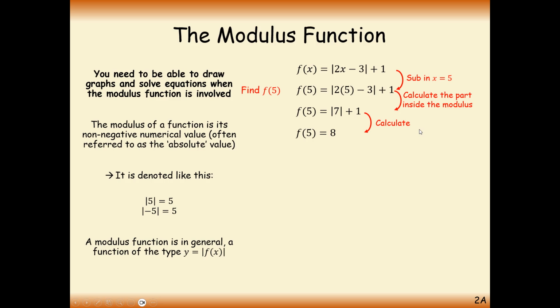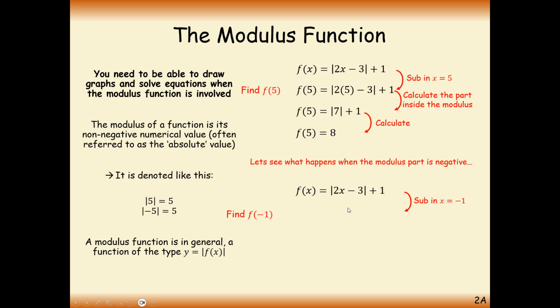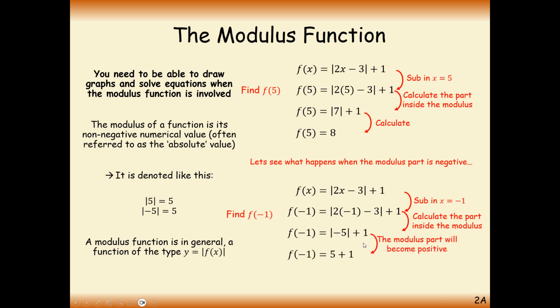Okay, so what happens is that if we have a negative value inside the modulus, we will turn it into a positive value. If you have a negative 1 in this function here, 2 times negative 1 is minus 2. Minus 3 minus 2 will make it minus 5. But the absolute value sign means that we're going to turn this negative 5 into positive 5. Therefore, the answer is 6.